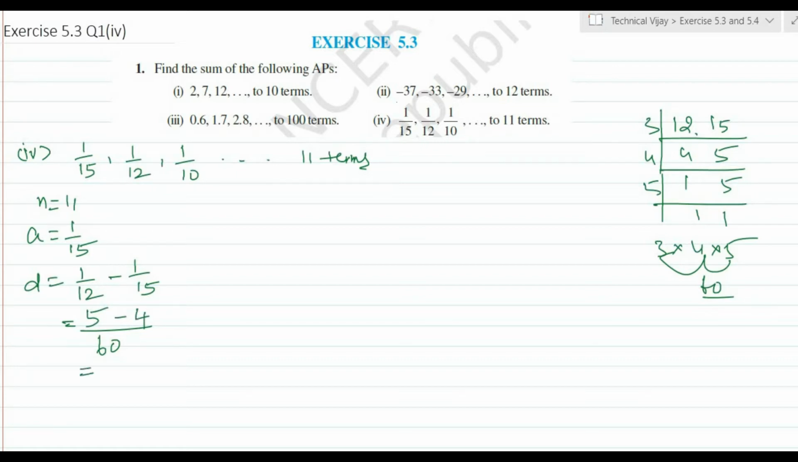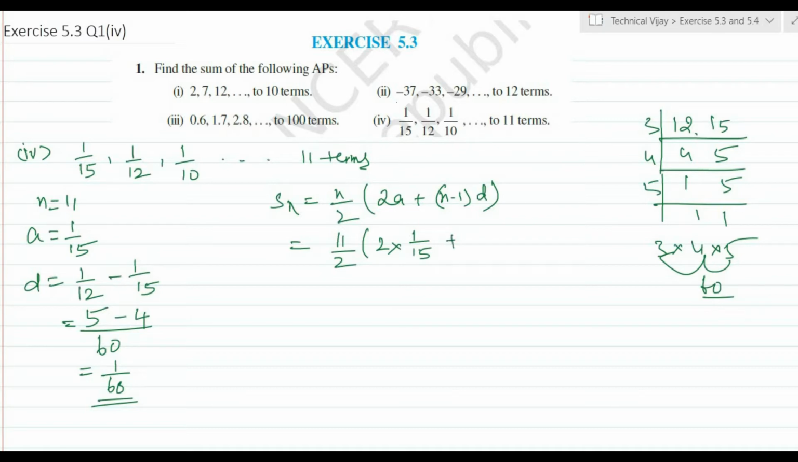So 5 minus 4, this is equal to 1 by 60. So this is the common difference. Now we will put the formula, Sn is equal to n by 2 into 2a plus n minus 1 into d. So n is equal to 11, so 11 divided by 2, 2 into 1 divided by 15 plus n means again 11 minus 1, d means 1 by 60.